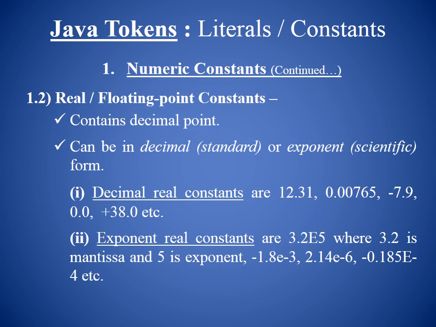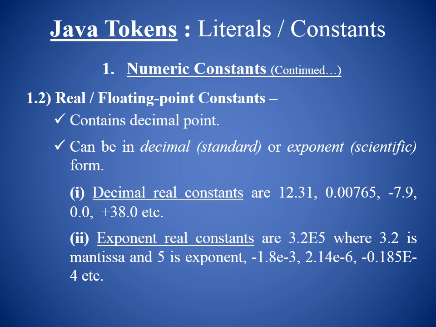Another numeric constant is real constant. A constant with a decimal point is called a real constant. It is also known as floating point constant. It can be represented in two forms, standard and scientific. Standard form we use frequently, but if the real value is too long, then we prefer scientific notation using E to represent it. E refers to exponent.